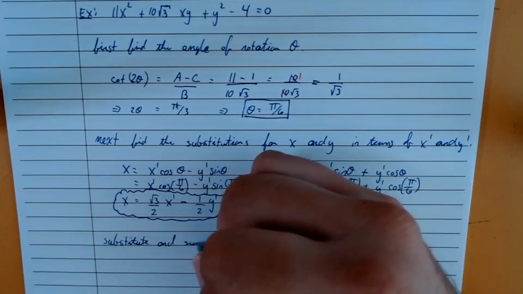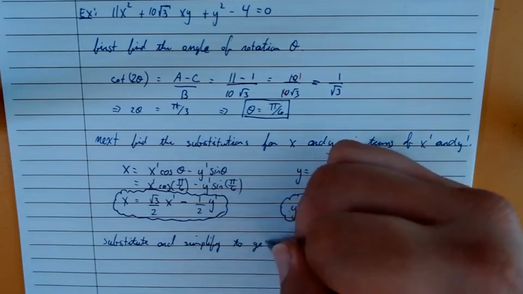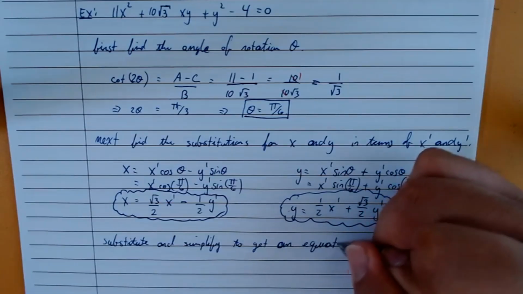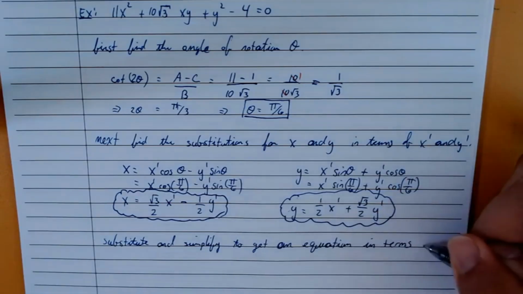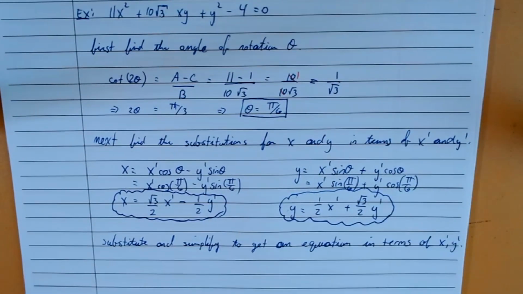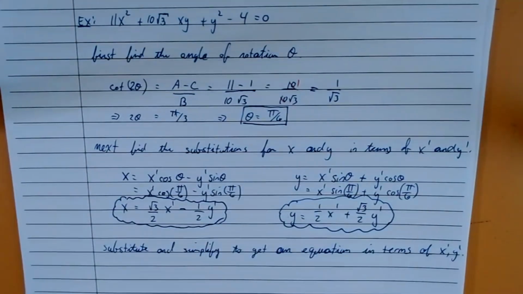And simplify, to get an equation in terms of x prime and y prime. Okay, so go ahead and pause the video. You're going to take these and just plug them in and then substitute and simplify. Once you have the expression substituted and simplified, you've multiplied everything out, combined any like terms and so forth, then go ahead and unpause the video and we'll proceed to the next step.